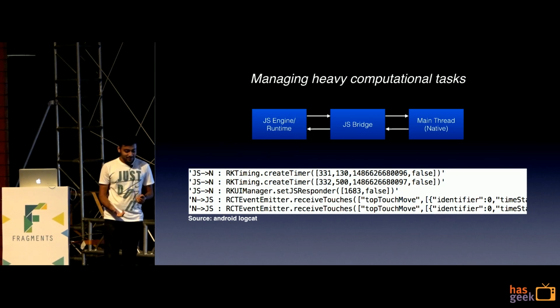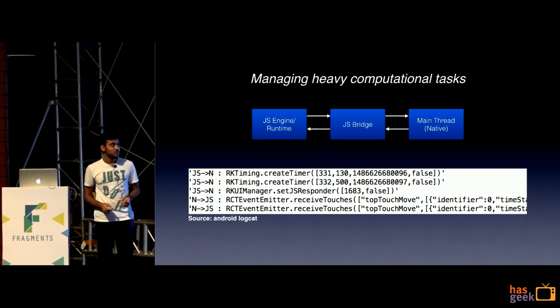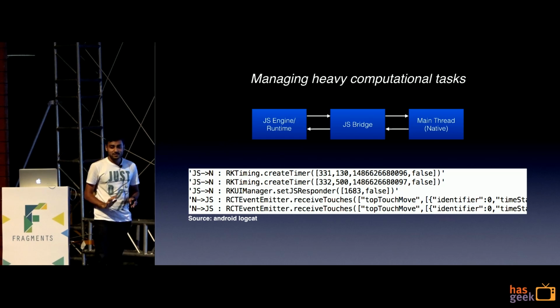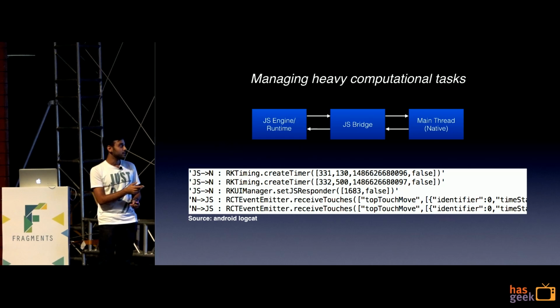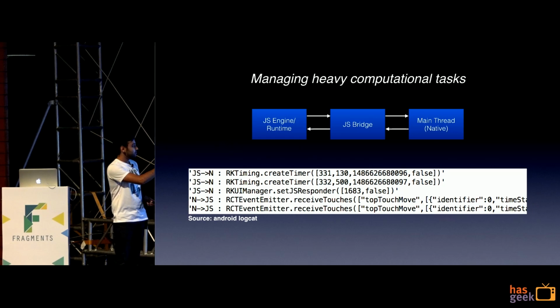So the other challenge was managing heavy computational tasks. Before I get into that, I'll just again give a brief overview of this. There is a JavaScript engine runtime which is running all your React Native code, which is in JavaScript. And there is your main thread in native which is handling all the native stuff. And then there is a JavaScript bridge which is handling the traffic, the back and forth communication between the JavaScript engine and the main thread.